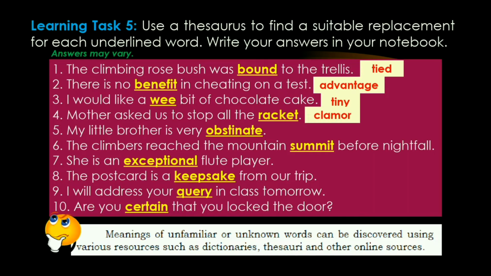4, mother asked us to stop all the clamor. And number 5, my little brother is very obstinate. Obstinate could be stubborn. My little brother is very stubborn. Okay, what word could be used to replace the word summit for number 6? We have the word top. The climbers reached the mountaintop before nightfall. Number 7, exceptional. We could use the word excellent. She is an excellent flute player.